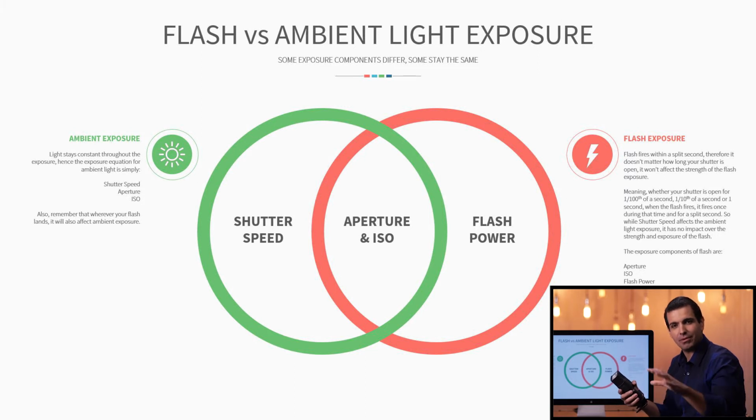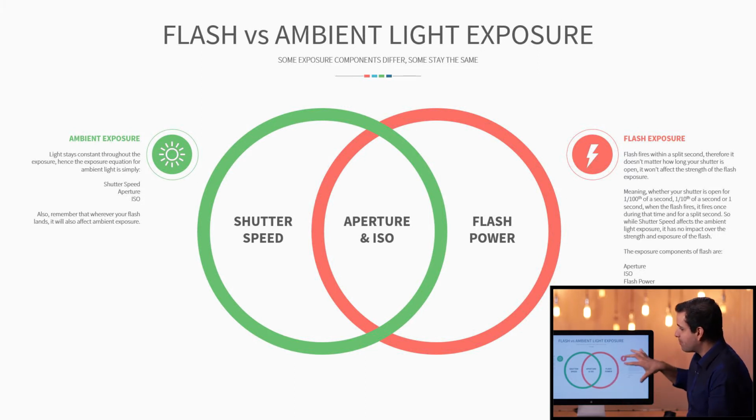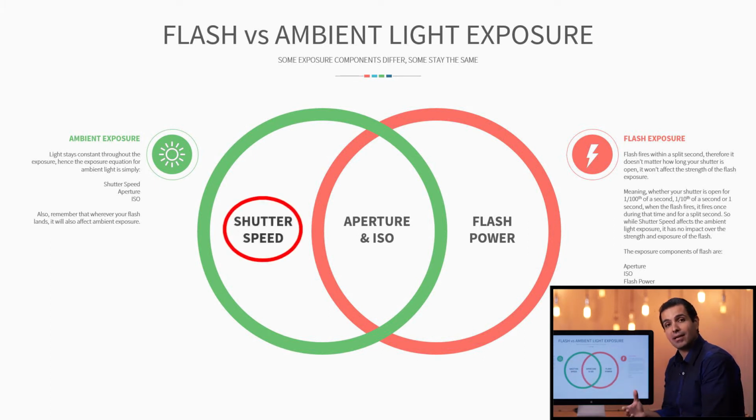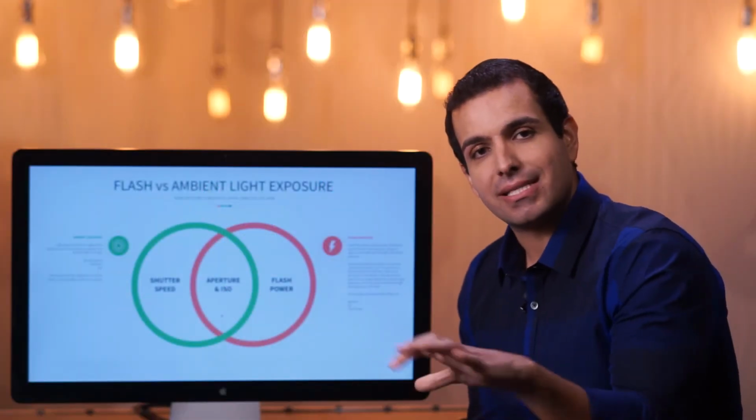We'll talk about the measurement. We'll talk about all that stuff more. But on this side, we have flash power, which only applies to flash. On this side, we have shutter speed, which only applies to constant or ambient light. Those two things in between, your aperture and your ISO, is what stays the same across the board.